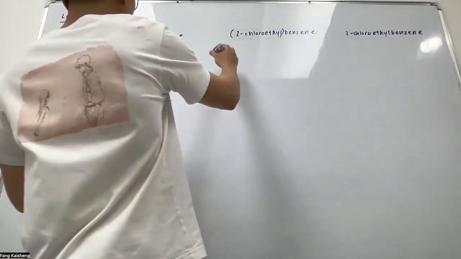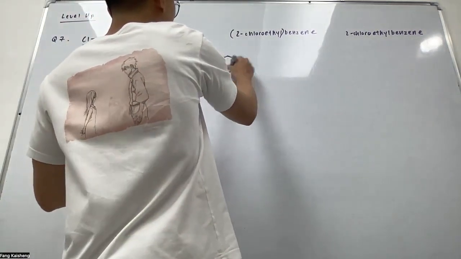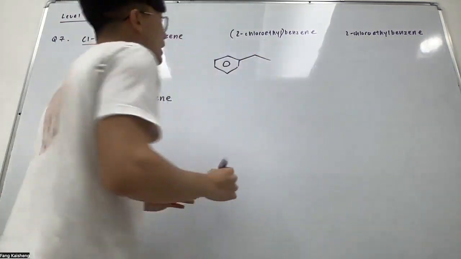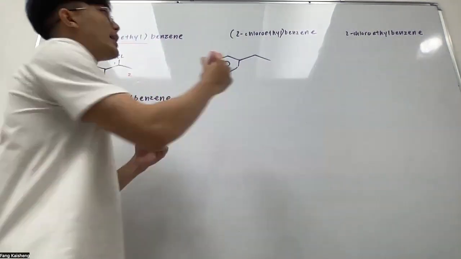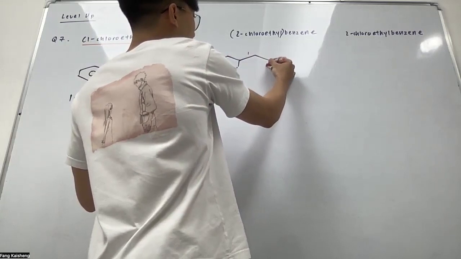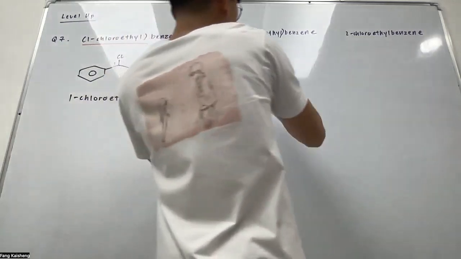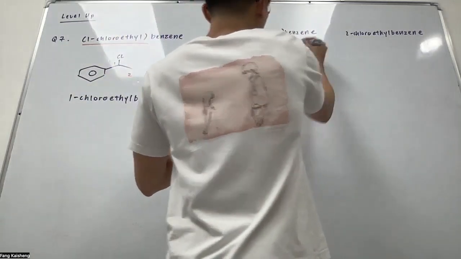I'm pretty sure you all know what I'm talking about for this second structure. Ethyl benzene, the chloro is on the second carbon. Where's the second carbon? It's at the end, because carbon 1 is the more important carbon that's bonded to the benzene. Carbon 2 is here, which has a chlorine.